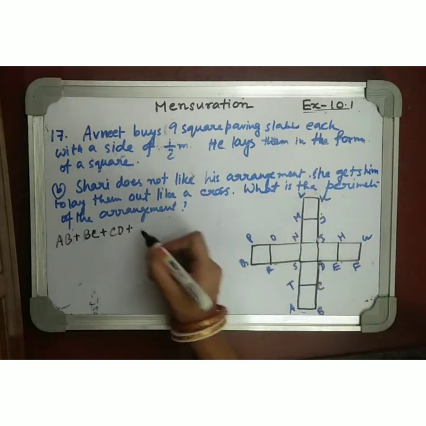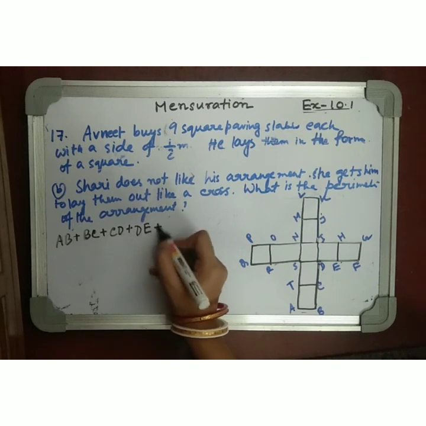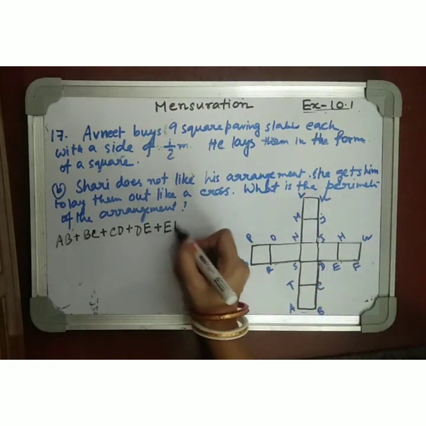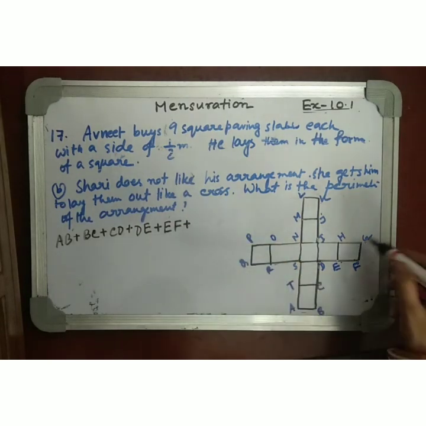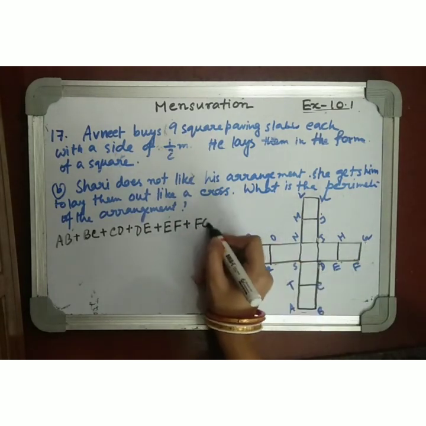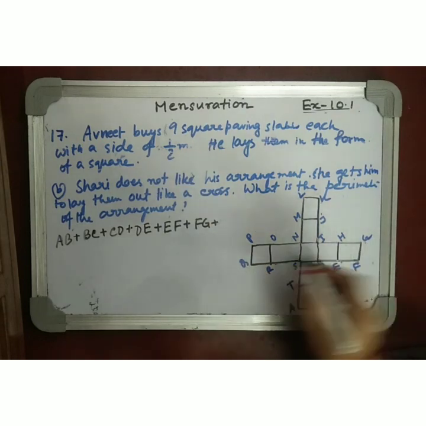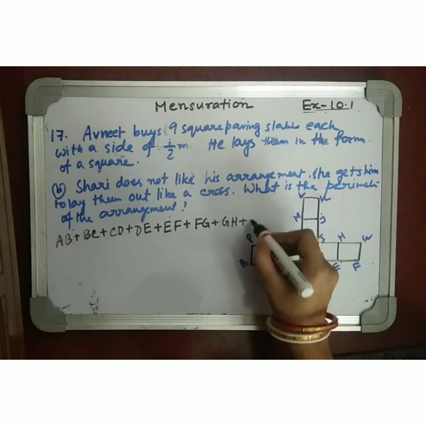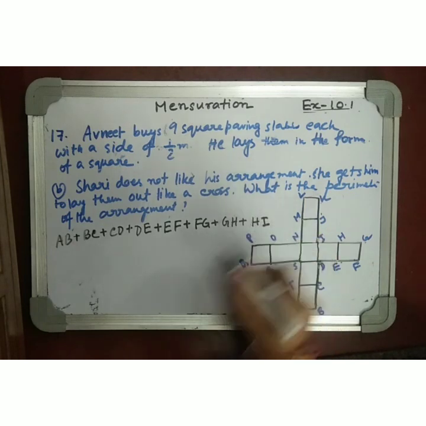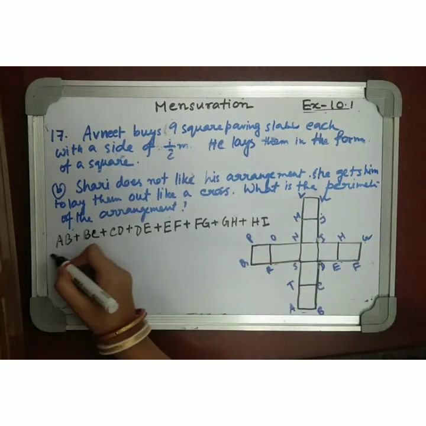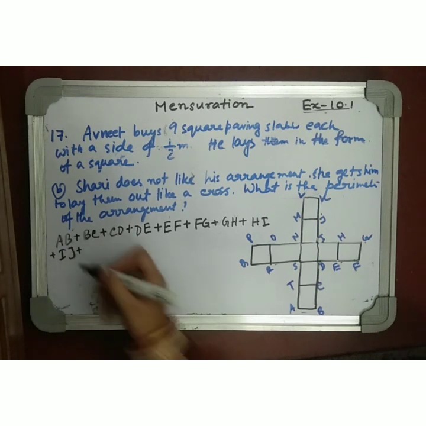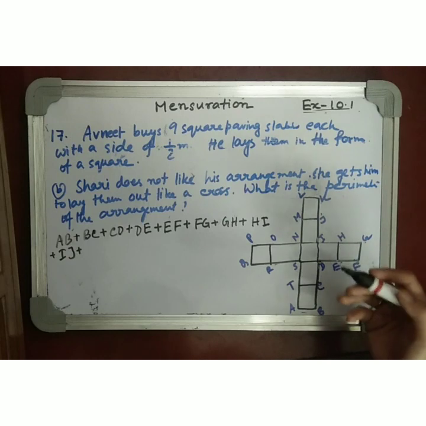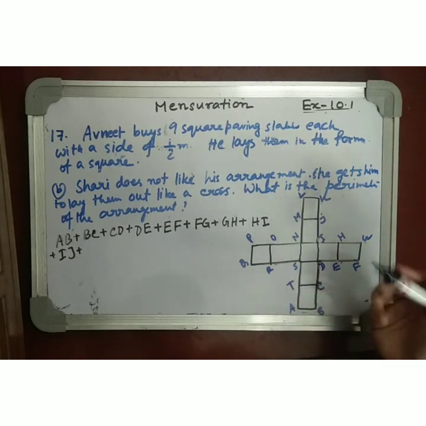DE is also half meter length because this is also the side of the same square. EF is also half meter of length. FG is also half meter of length. GH is also half meter of length. HI is also half meter of length. IJ is also half meter of length. You can see this. All these are sides of that square. And all the squares have half meter as one of their lengths.